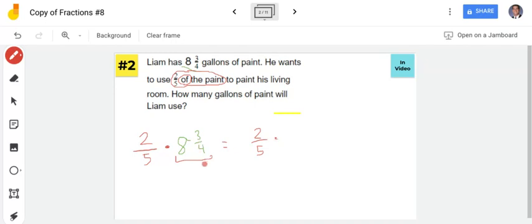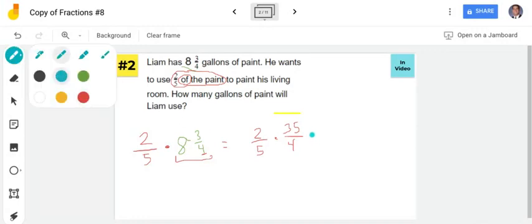So let's use the C method to make it improper. So 4 times 8 is 32. 32 plus 3 is 35, right? So my numerator is 35, and my denominator is still 4. So 35 over 4, right? So 8 3/4 is the same thing as 35/4. Now I'm going to look and see, can I cross simplify? Yes, I can, right? I'm going to look here, 2 over 4. 2 and 4 are both divisible by 2.